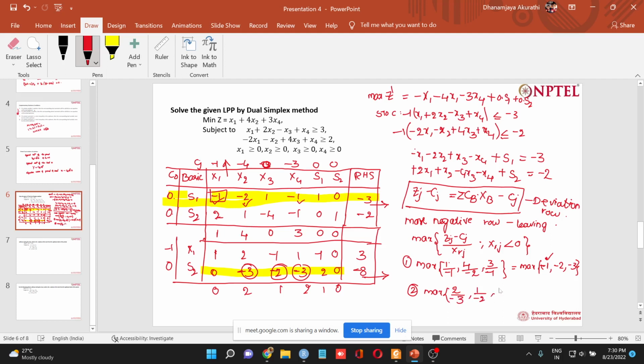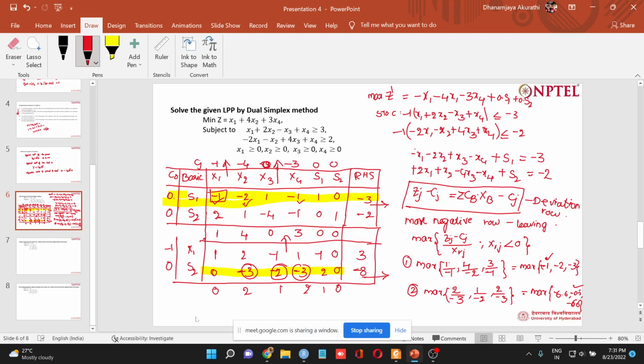So 1 by -2 and 2 by -3. Then we can observe that the maximum value is attained at, this means, -6.6 or so, -0.5 and the same -6.6. So you can observe that -0.5 is the maximum value among the negative signs on a real line. So this is attained at x3. The position is the x3 position. So this time x3 would be the entering variable instead of s2.